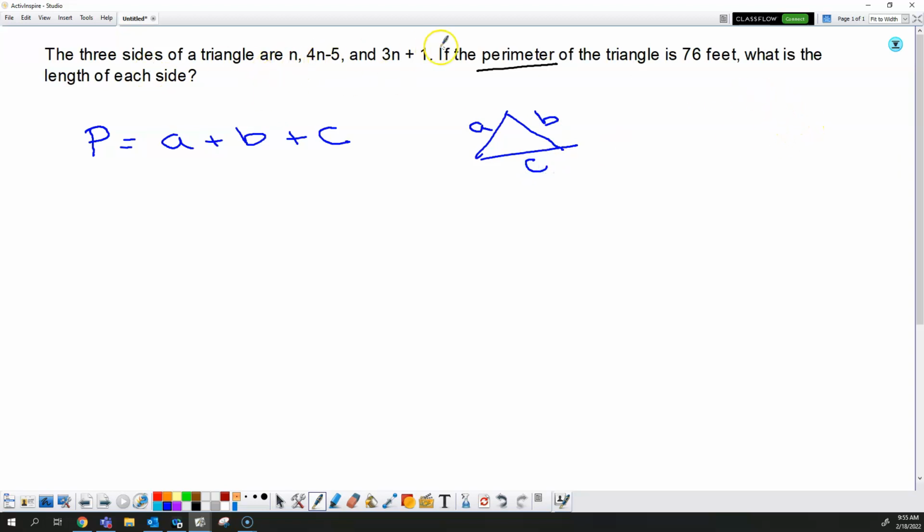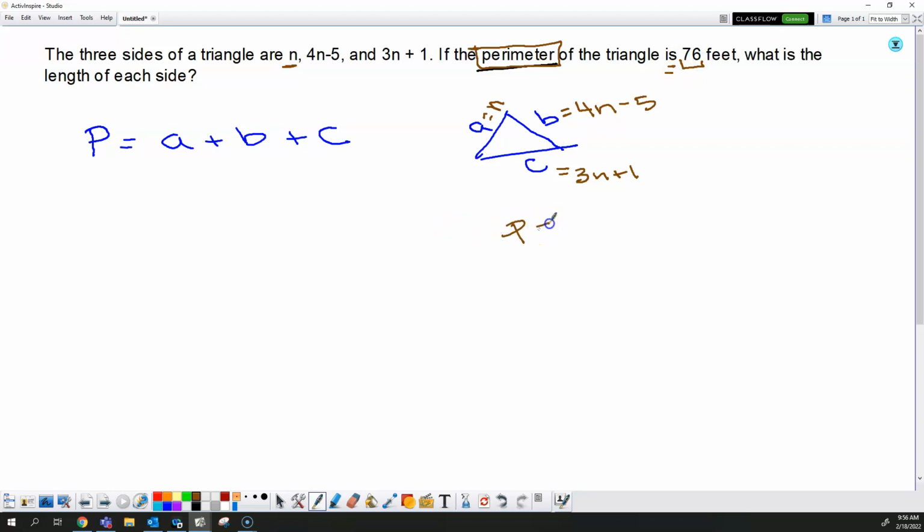Well, they've given us values for our sides. One of the sides is going to just be n. I'm just randomly assigning the values. I do happen to be going in alphabetical order, first, second, third, but they didn't specify, so you can assign them however you want. 4n minus 5 and 3n plus 1. Then they said that the perimeter equals 76 feet.